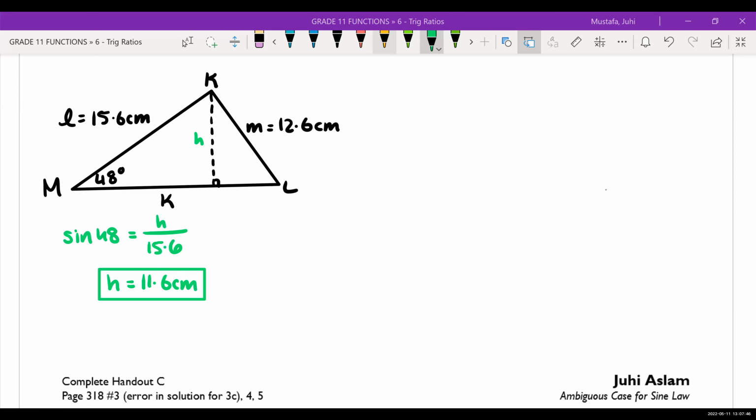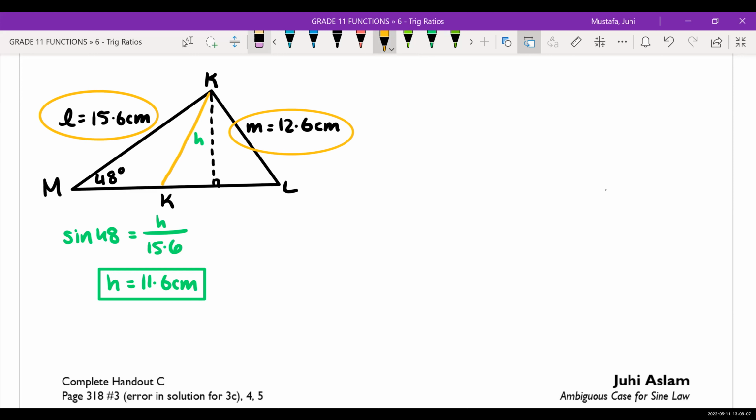All right, let's do our comparison. So our height is 11.6 and M is 12.6, which is great because we want M, which is the hypotenuse, to be greater than the height. So we check for ambiguous case. Then we compare L and M, and we notice that M is smaller than L, which means that letter M can swing around and make two different triangles.